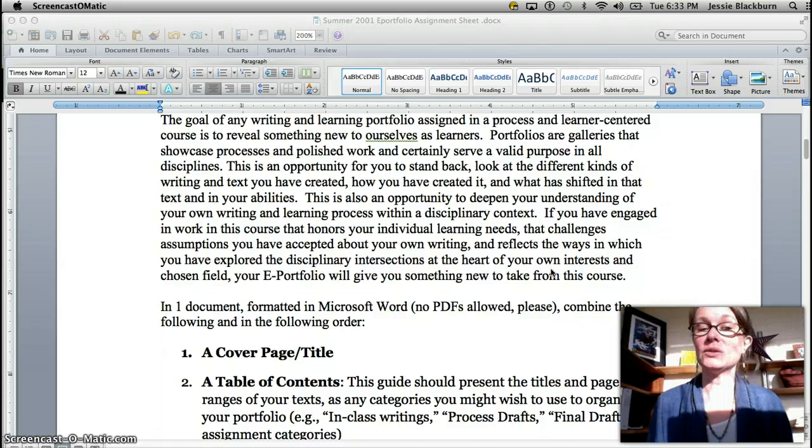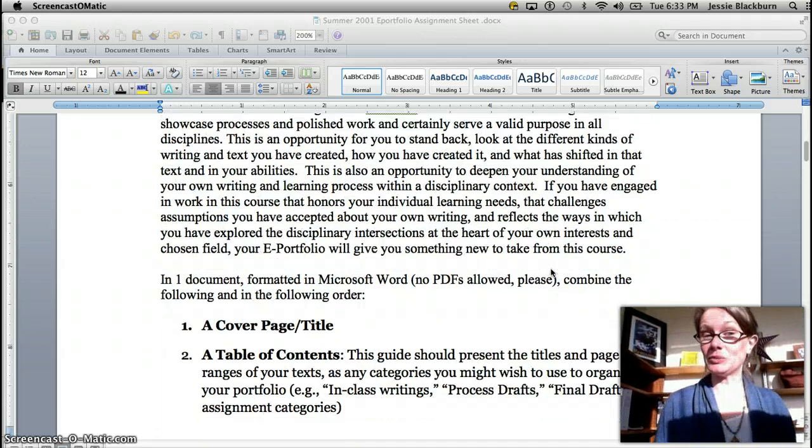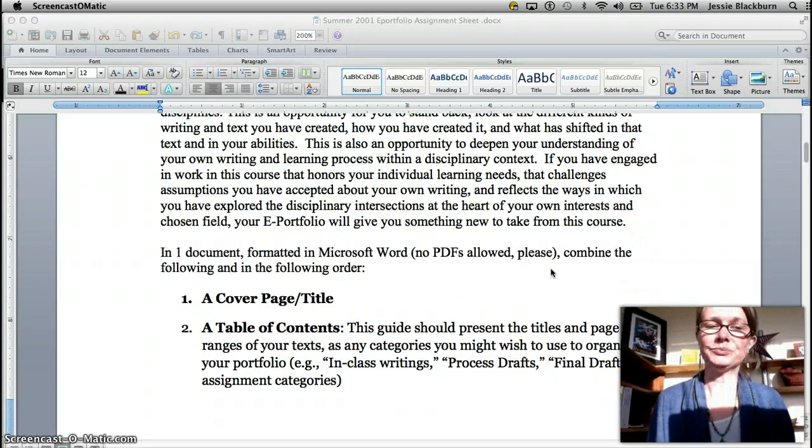So if you've engaged in work in this course that honors your individual learning needs, that challenges assumptions you have accepted about your own writing, and reflects the ways in which you have explored the disciplinary intersections at the heart of your own interests and chosen field, your ePortfolio would give you something new to take from this course.